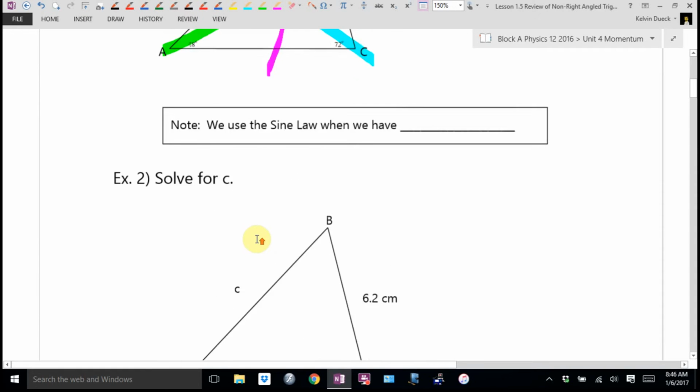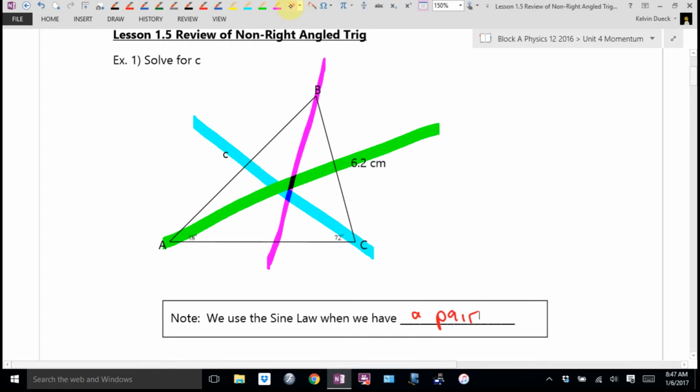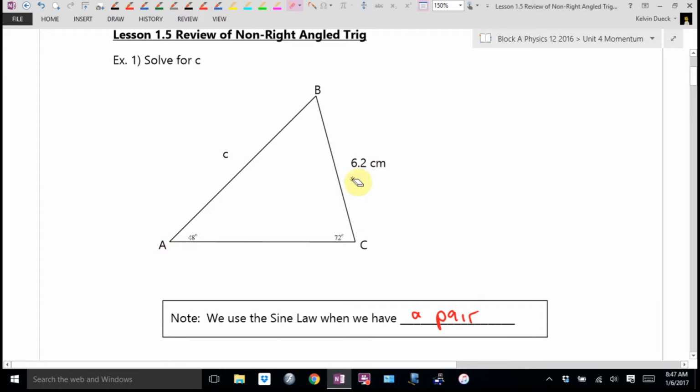So as a little note, we use the sine law when we have a pair. Do you understand what I mean? You zip, zip, zip, where you know both an angle and the side across from it. Sine law. There's our pair. This is how we're going to start it with this pair. What do we want to find? Side C. The sine law says this. The sine of the angle that I know, 48, divided by the side across from it. There's my pair.